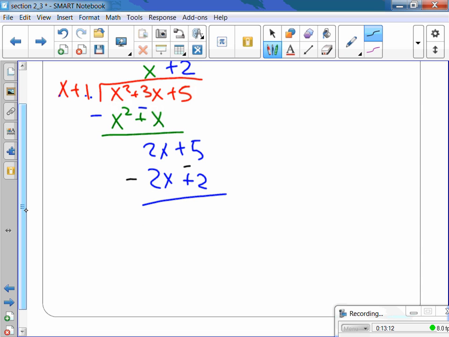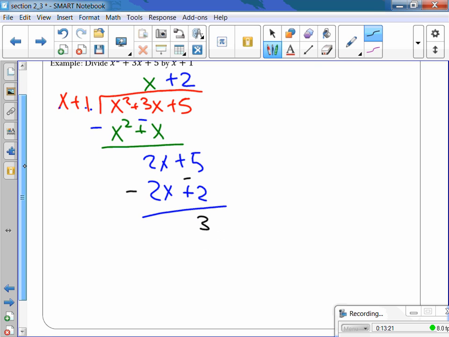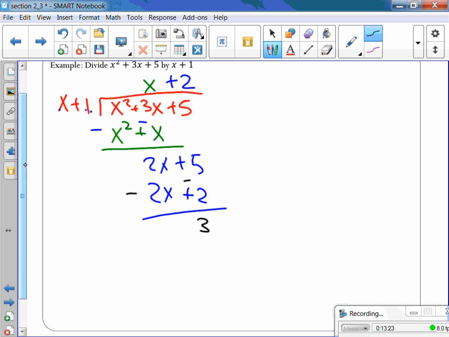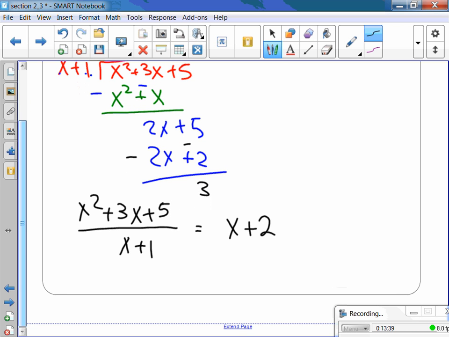So here, with this division, we have our x squared plus 3x plus 5 divided by x plus 1. We came up with, absolutely, as Jordan said, plus the remainder over the divisor, so plus 3 over x plus 1. Just like you do in any other normal long division where you have a remainder.